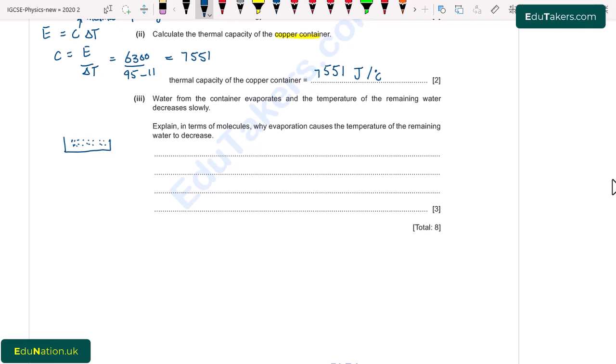First of all, we have to know what the process of evaporation is. Evaporation is a process in which molecules escape from the surface. It means that when molecules evaporate, first of all, they have attractive forces and they have to do work against these attractive forces that hold them together.